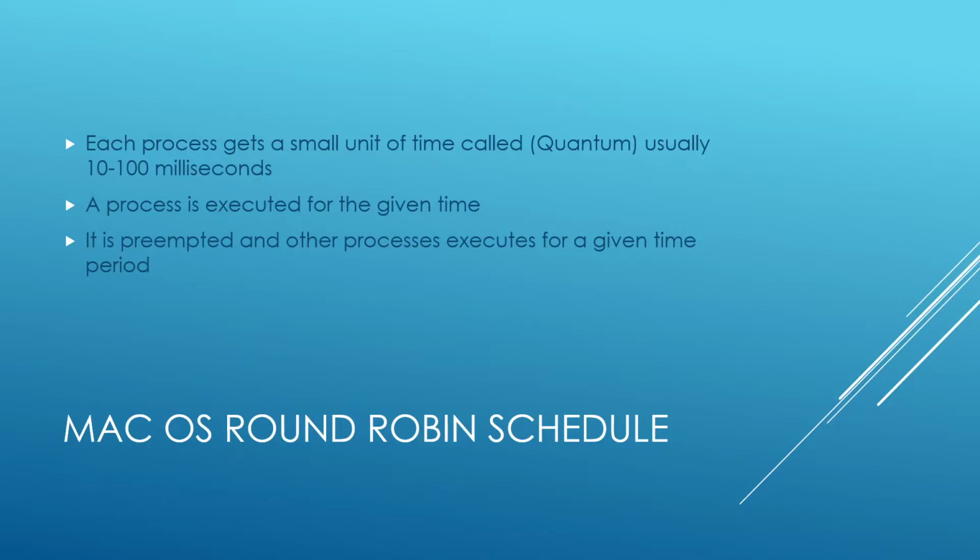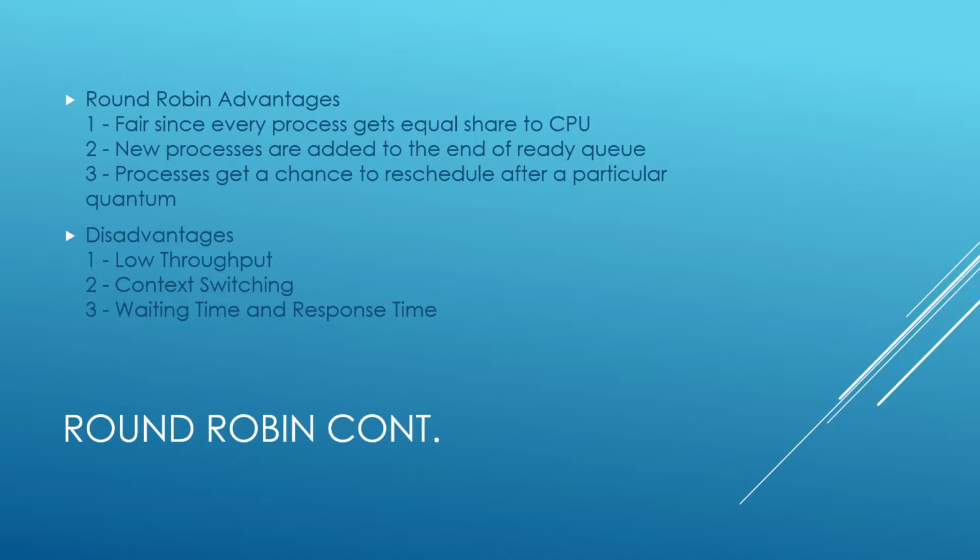So it is preemptive, as processes are assigned CPU only for a fixed slice of time at most, and it is a widely used scheduling method in traditional OS. Some advantages would be that it is fair since every process gets an equal share of the CPU. New processes are added to the end of the ready queue, and processes get a chance to reschedule after a particular quantum. Some disadvantages would be that there's low throughput, there's a lot of context switching, and there's a large waiting time and response time.